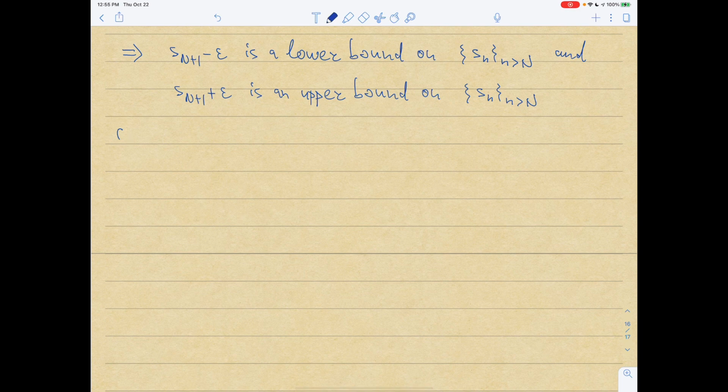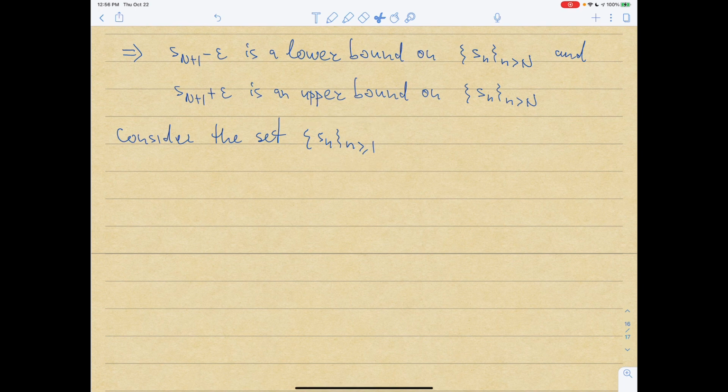So then, what if I look at the set, so now consider the set Sn. So I'm considering my sequence as a set, when n is greater or equal than 1. What is the difference between the two sets? This guy contains all terms starting from capital N plus 1, and this guy contains all terms starting from 1. So that means that this set is going to be a subset of this set.